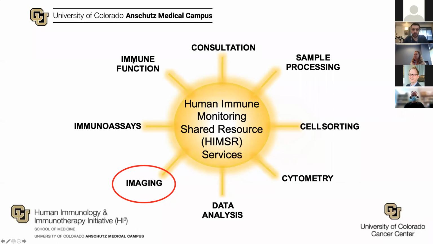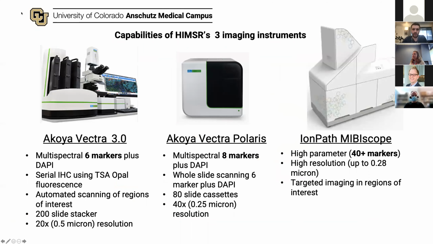We also do a lot of immune function assays, like stimulating cells and seeing what kind of signaling or cytokine molecules they make, and immunoassays to measure multiplex cytokines. But what I'm going to focus on primarily today is our imaging pipeline. In the HIMSR, we have 3 primary imaging instruments that we use very regularly.